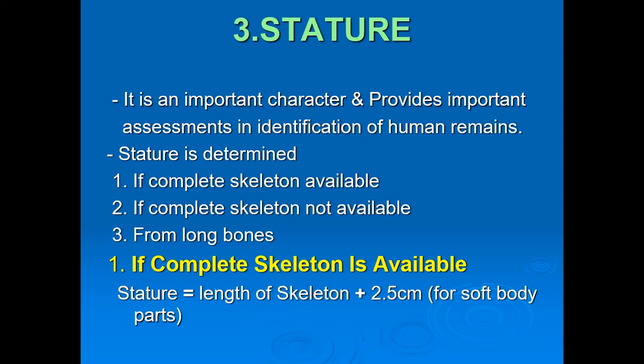Number one, if a complete skeleton is available. Now, how can you determine stature? There is a formula which says stature is equal to length of skeleton plus 2.5 centimeter for soft body parts. So you have to measure the length of the skeleton first, then you add 2.5 centimeter for soft tissue, then you will get stature.